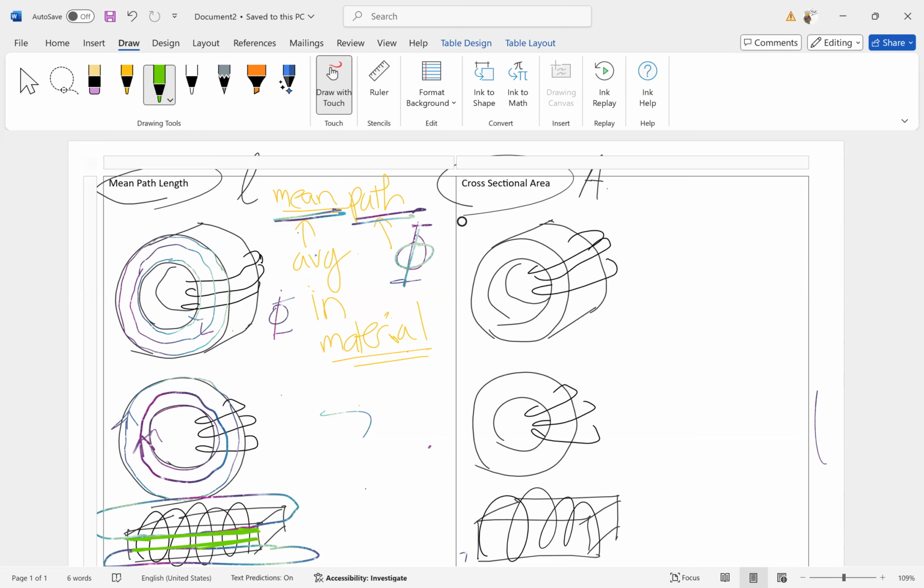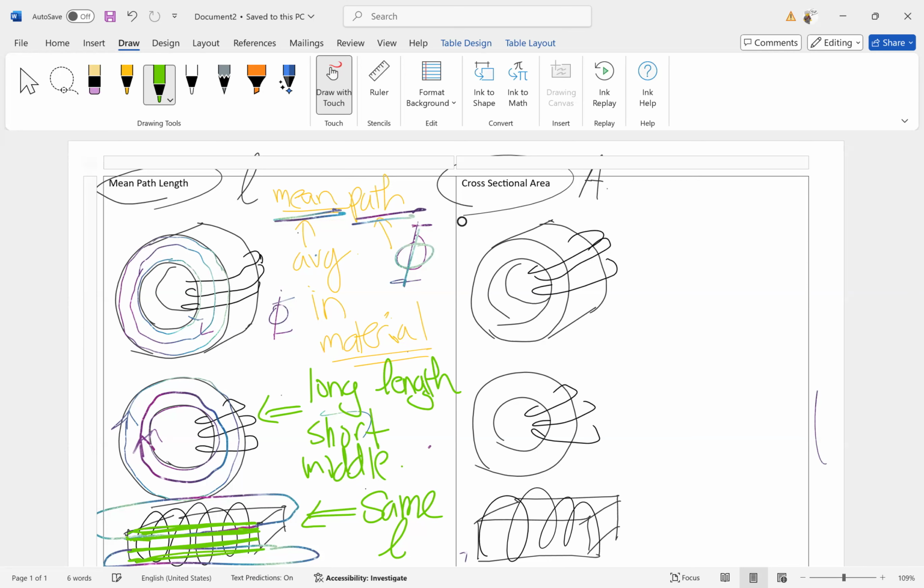That's the path of the middle one. That's the path of another one. That's the path of another one. These are traveling the same length. Same mean path length inside the material, aren't they? These ones had different lengths, long or short. We want the middle. All right, so that is the mean path length.